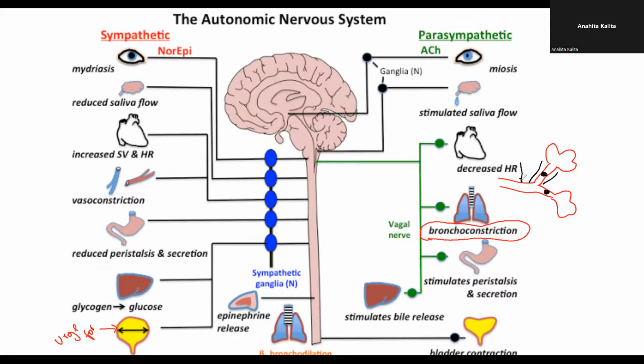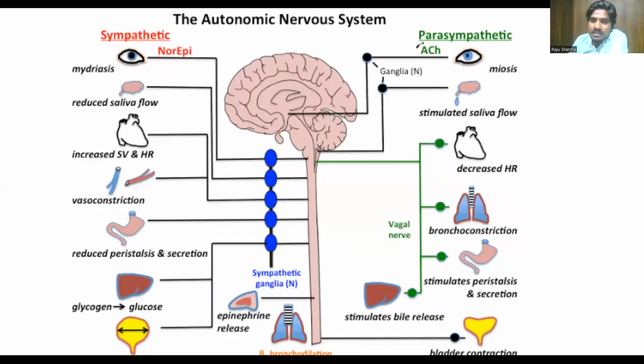Okay, sir. So for the dilation of the bronchioles, they can take epinephrine. Now we will see the parasympathetic nervous system, which is activated by ACH. ACH stands for what? Does anyone know the full form of this neurotransmitter? Acetylcholine.